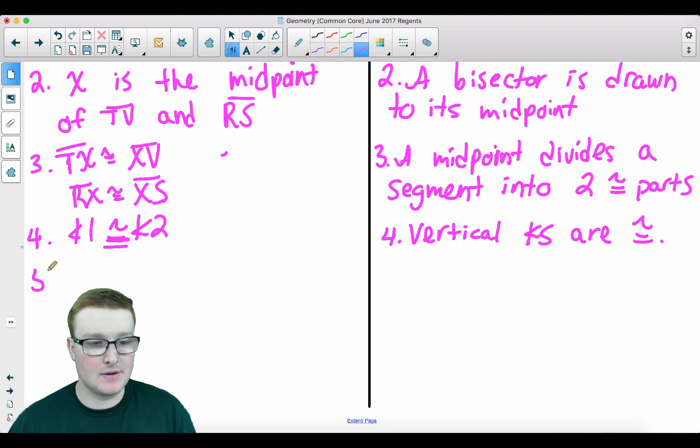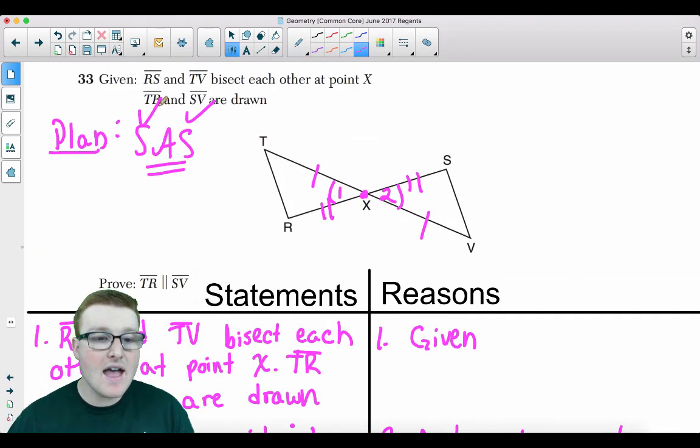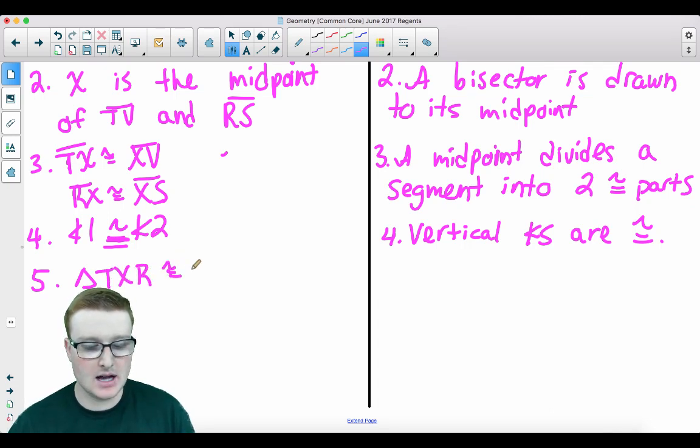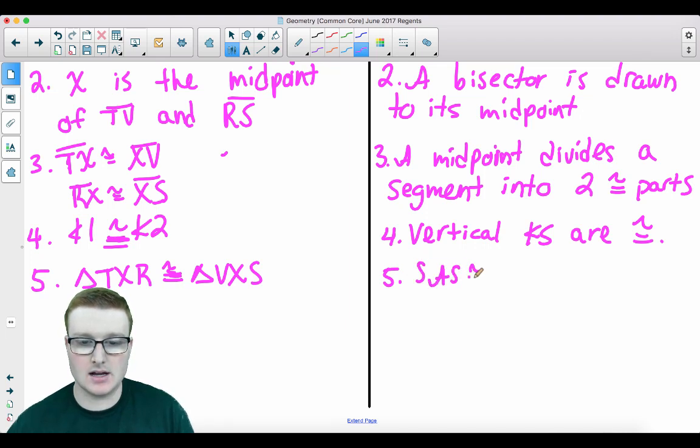Okay? Number 5, we just proved everything that we needed. Side angle, side. Here we go. We're going to say that triangle TXR is congruent to triangle VXS. Your reason is side angle side is congruent to side angle side.